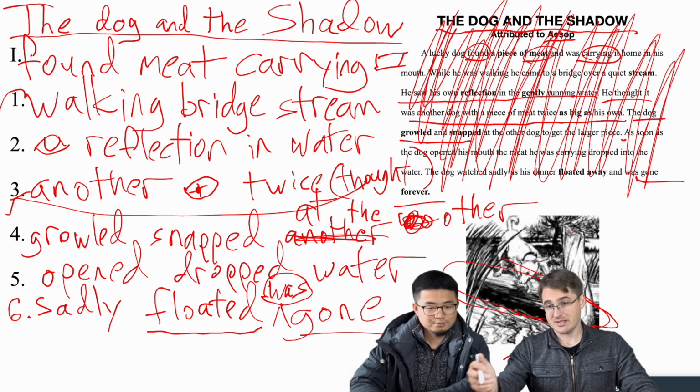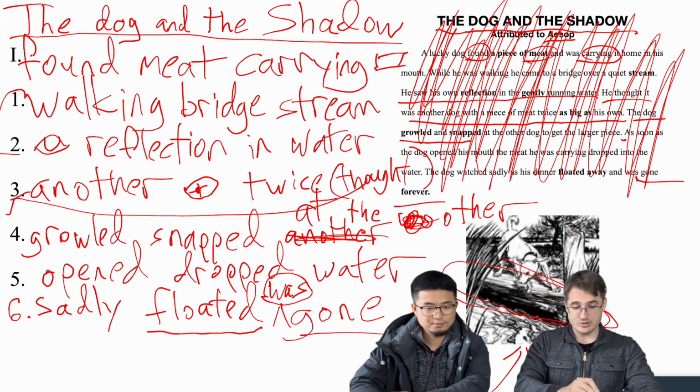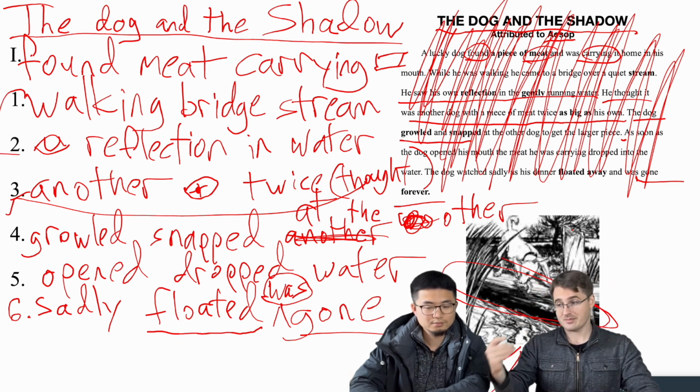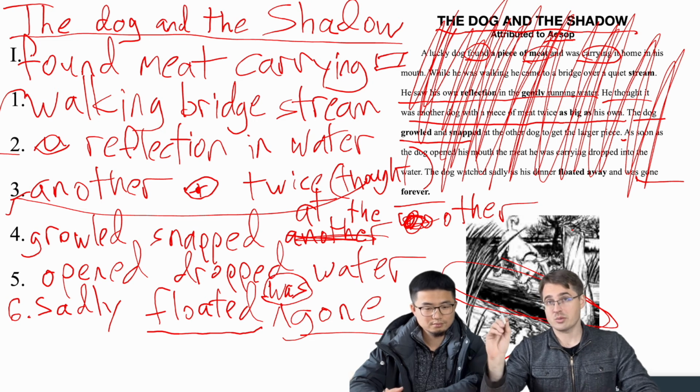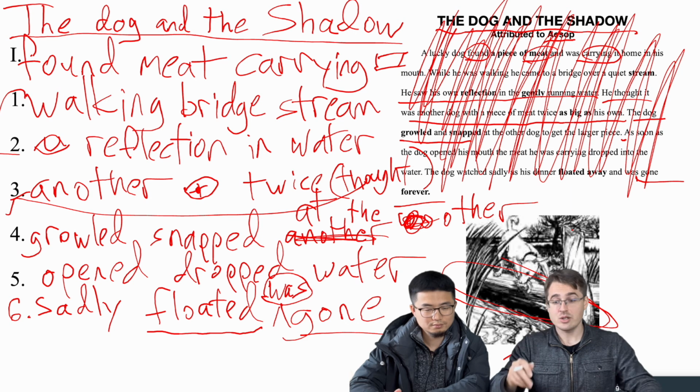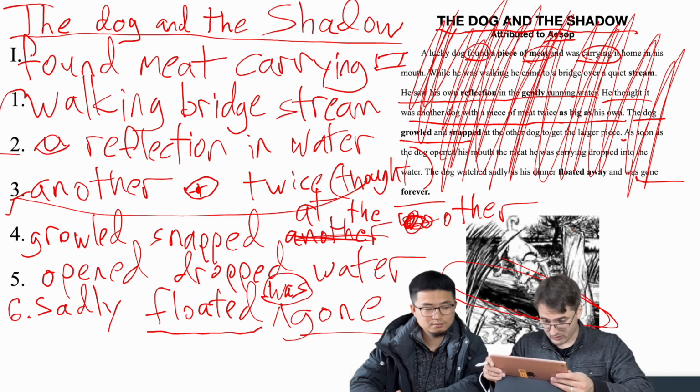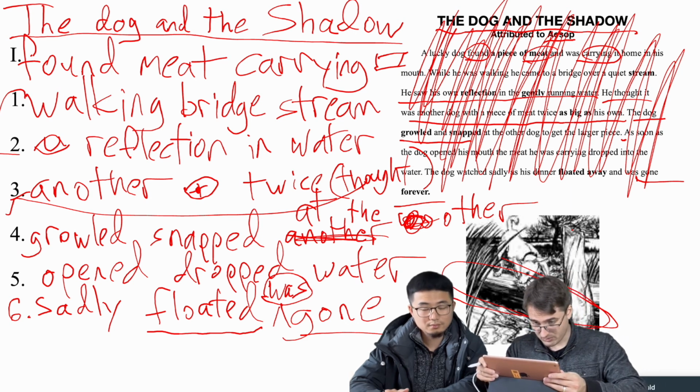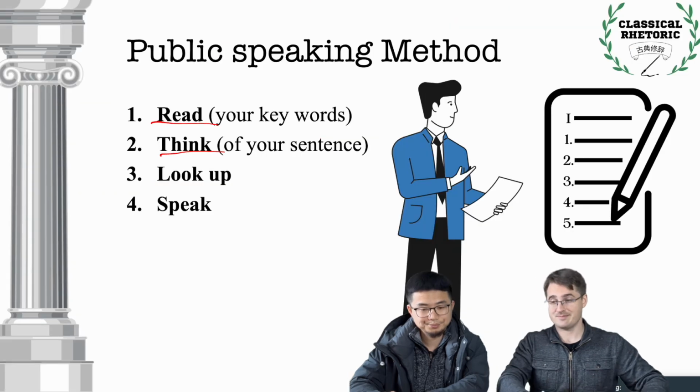Then repeat this for the next sentence. You can do 2 at a time if you can remember. The only thing that you're required to do, most importantly, is do not read your KWO like this. You must look up and speak.